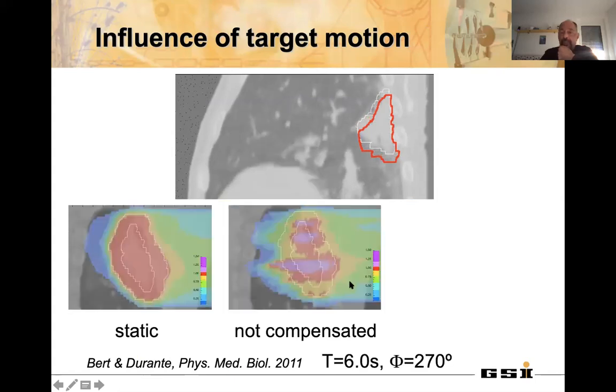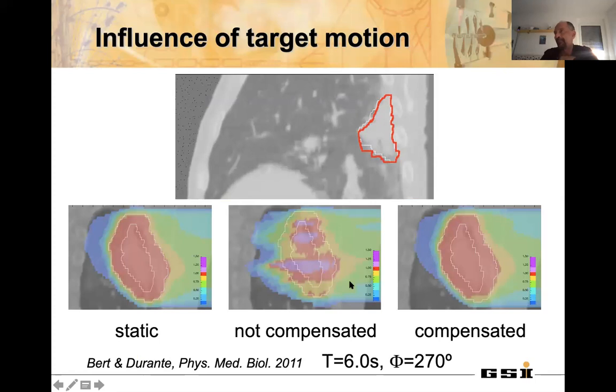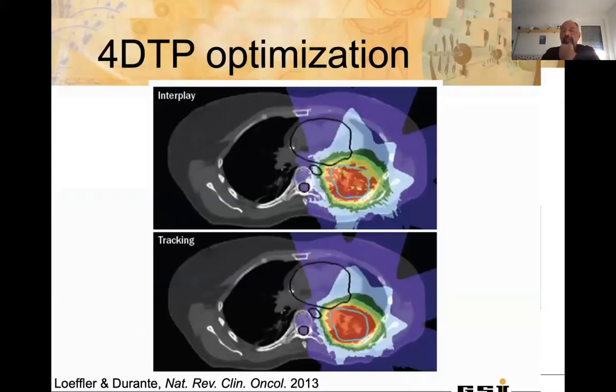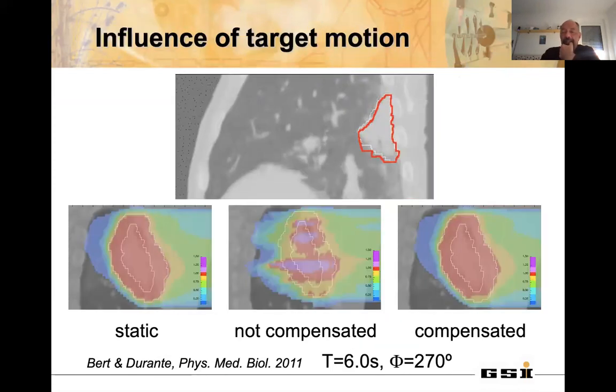We saw this already. Essentially, the main problem is the lung, because that's where you have the biggest motion. And you see that this is a static treatment plan, a non-compensated treatment plan. This is called interplay. So the interplay is the result of the movement of the beam and the movement of the target. So you have two movements, and then your treatment plan will be degenerated, like shown here.